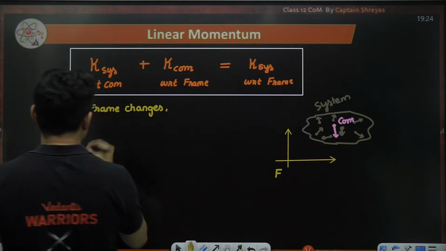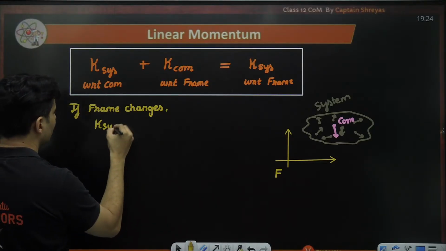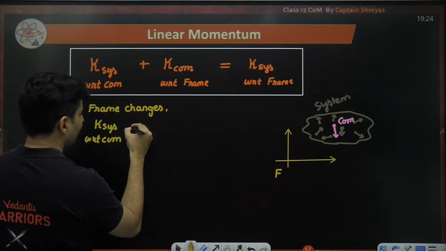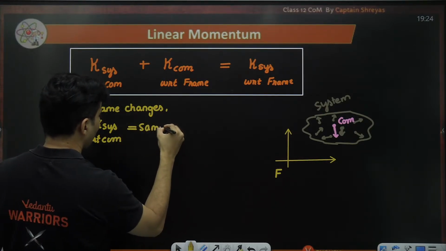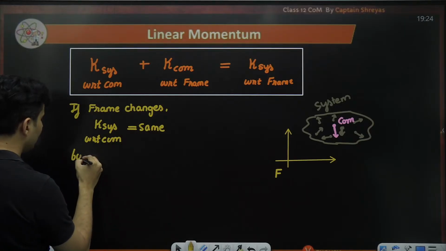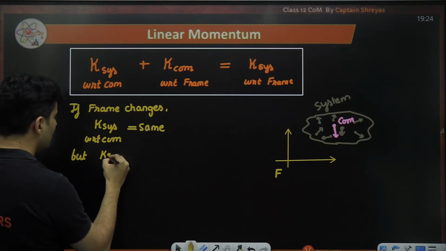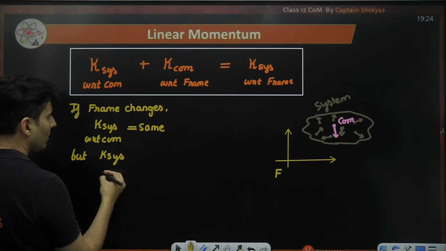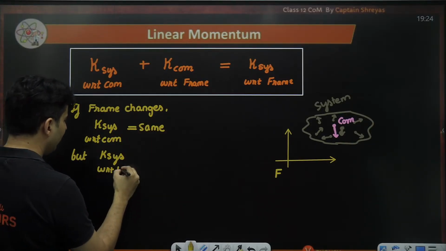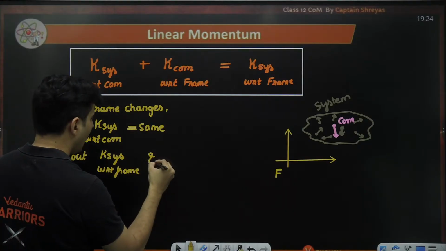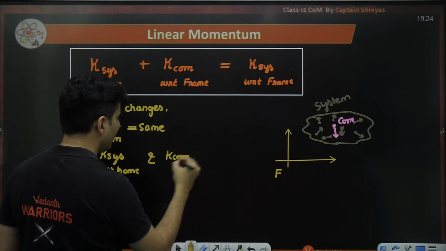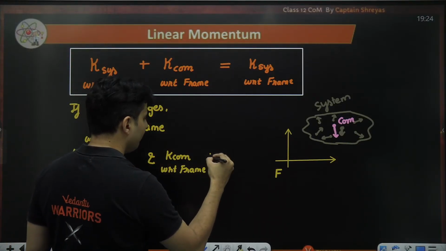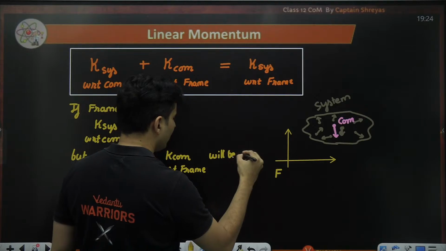If the frame changes, the kinetic energy of the system with respect to the center of mass will remain the same, but the kinetic energy of the system with respect to that frame, and the kinetic energy of the center of mass with respect to the frame, will be different.